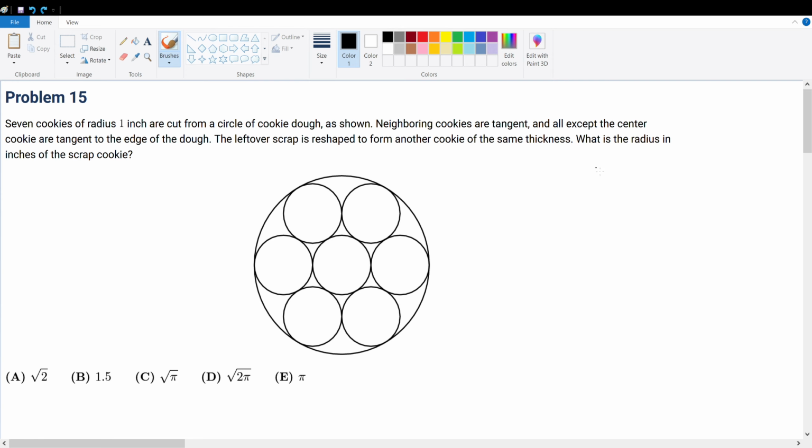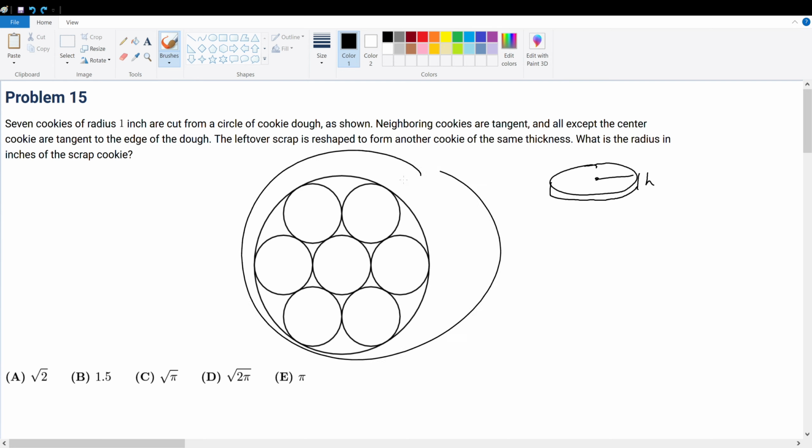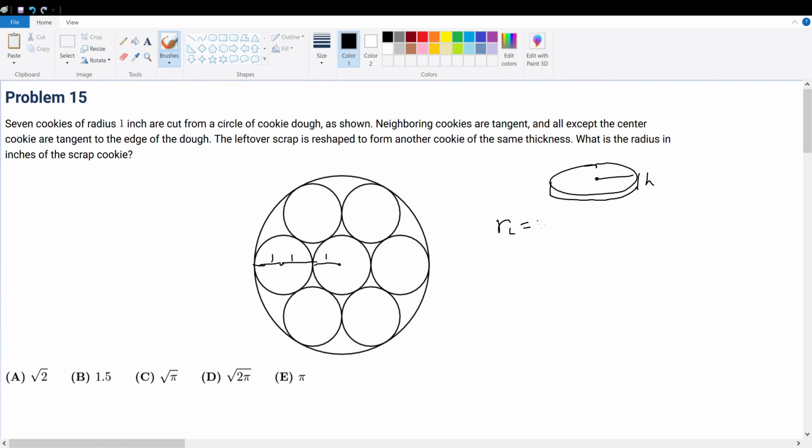When you think of a cookie, the cookie is going to be a cylinder because it's going to have a height, and it's going to have the circle right here. So basically, we're trying to find the volumes of cylinders here. What is the volume taken up by the entire circle? Well, that's easily solved for, because we know that this radius is 1, and this radius is also 1, and this is 1. So sum that together, the radius of the large circle is going to be equal to 3.